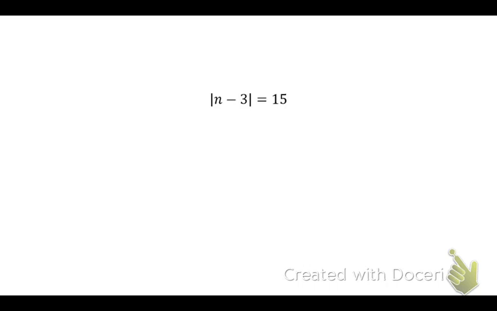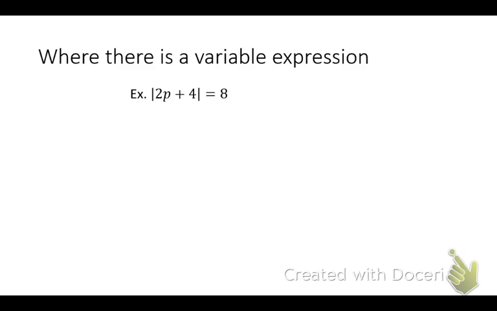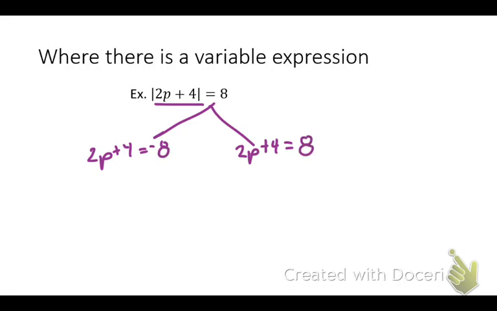So let's look at another one. With this one, once again, I have a variable inside absolute values, so I need to split it up into two separate equations. So I'm going to have 2p plus 4 equals and 2p plus 4 equals. One will be negative 8 and the other one will be positive 8. So now the first thing I need to do is subtract 4 to move it to the other side of the equation.